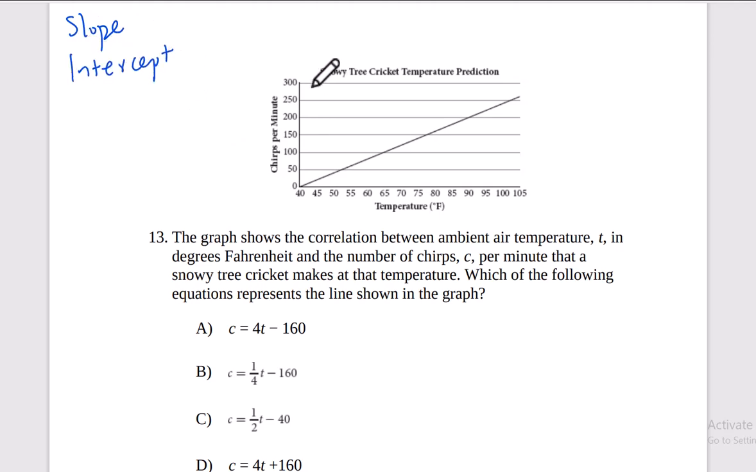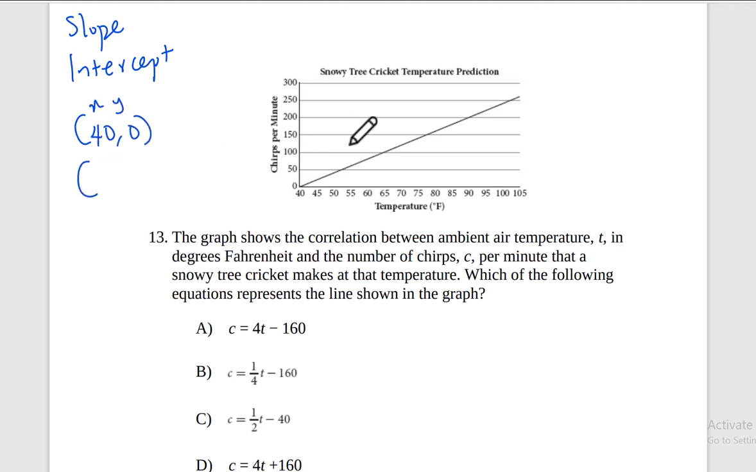So we're going to pick points. Though it's difficult to pick points here. So what I will do is pick the first point here. And what is that first point? I'm seeing when y is 0, x is 40. So (40, 0).